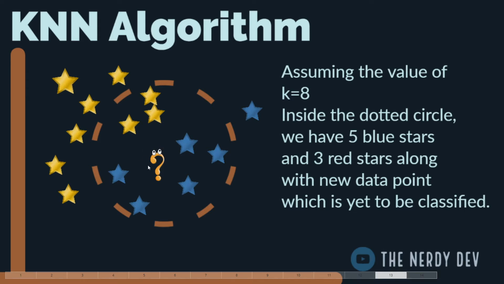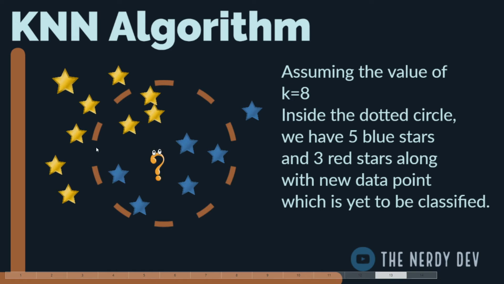The 8 points that are in the vicinity of this question mark are 5 blue stars and 3 yellow stars. Once we have got the 8 nearest neighbors to our new data point, we can confine all these points within a boundary. For now, let us assume that we have a circular boundary. Now the algorithm will only focus on the points that lie within the circular boundary. It will count the number of points that represent class 1, which in this case is 3, and the number of blue stars that represent class 0.